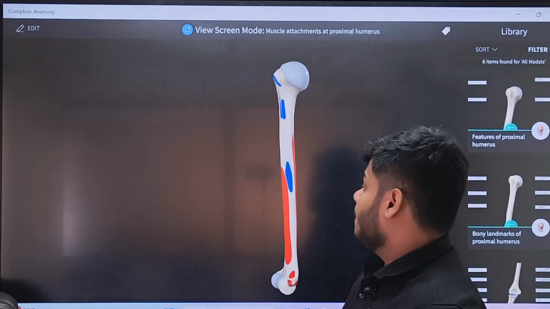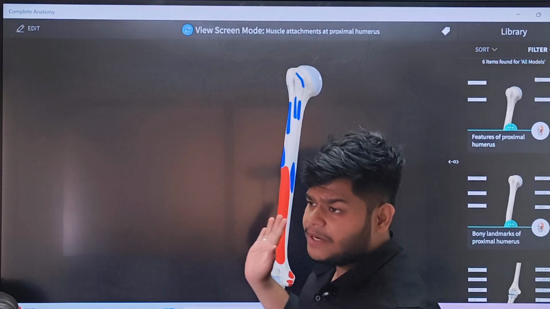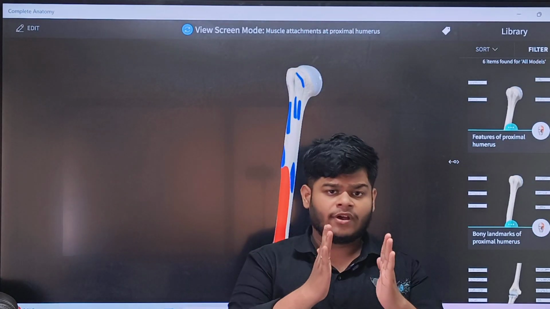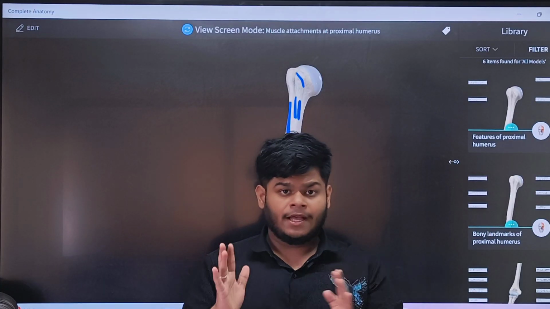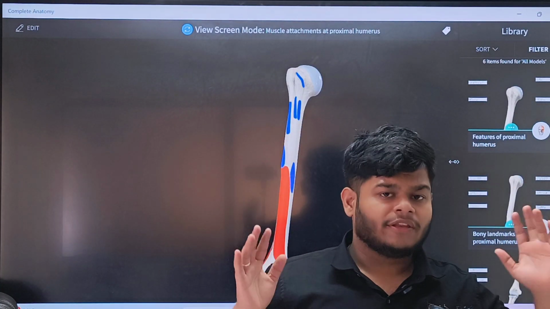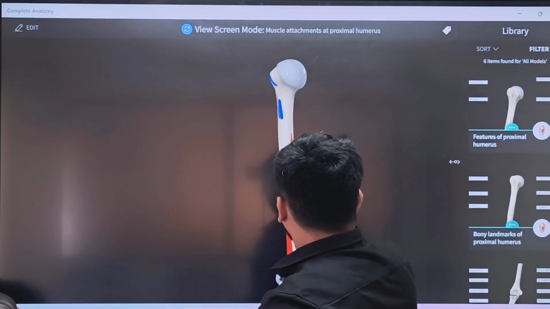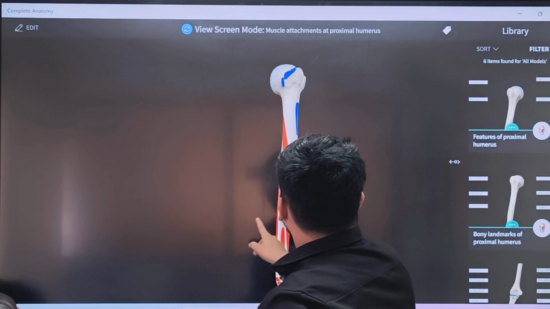How to remember? This is the medial side. Flexor group of muscles are always present on the medial side. Remember: flexor F, medial M, FM. So flexors are all on the medial side and extensors are all on the lateral side. This was all about the humerus attachments.